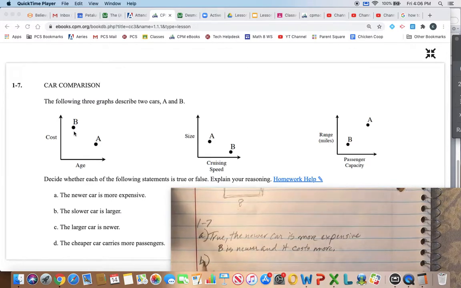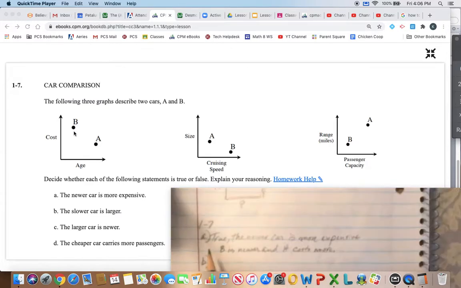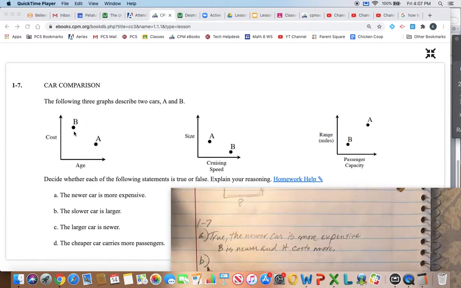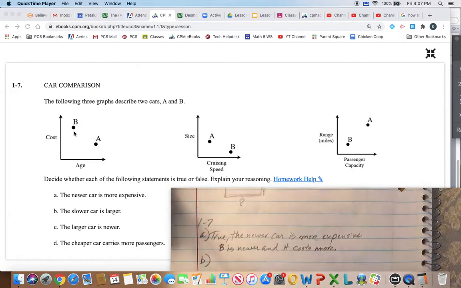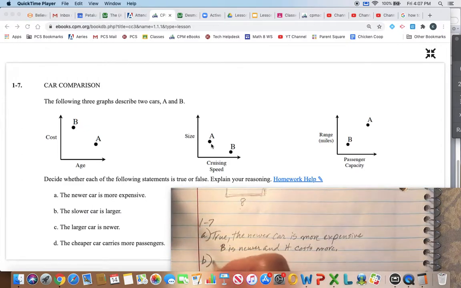The next statement is the slower car is larger. So let's see, if we go to passenger, size is over here and cruising speed. So it does look like the car that is slower is larger. So that would be A. So that statement is true. So B, true.